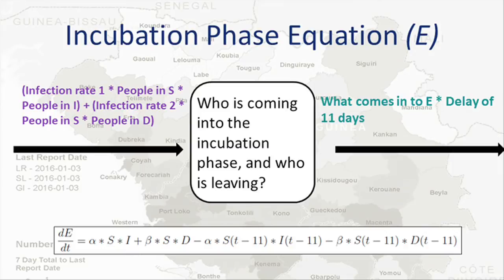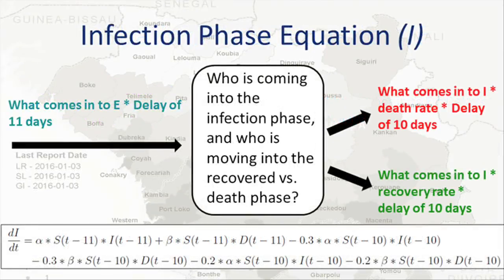And then again, 11 days. And then here is the beta SD with the 11-day incubation period. So we're just looking at a delay of 11 days for people coming in and leaving. And then for the infection phase, the people coming into the infection phase are the people who were leaving incubation.